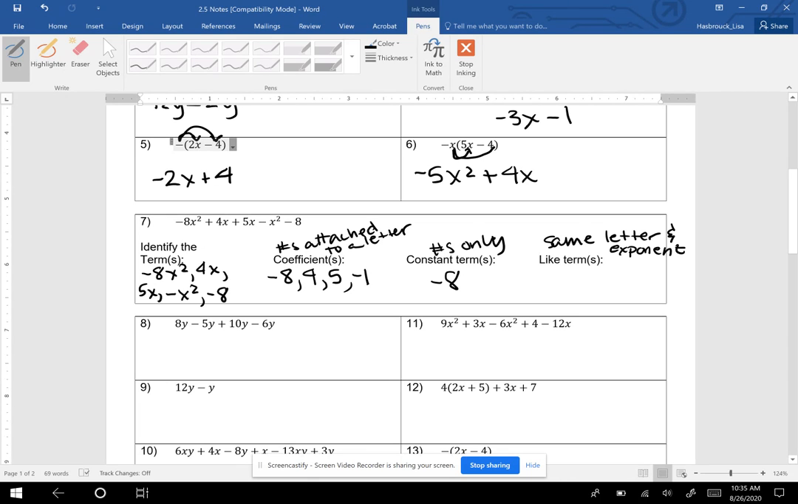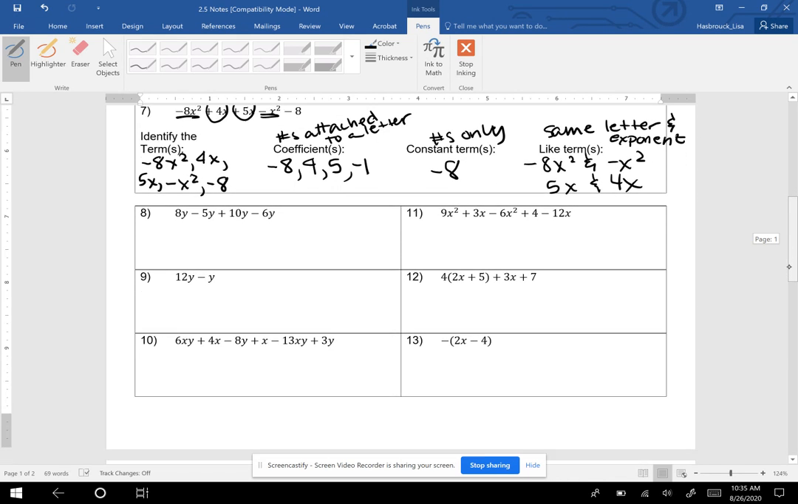For like terms, we want to look at the exponents and the variables. So notice here we have a negative 8x squared and a negative x squared. Those are like terms because they both have x squared. So negative 8x squared and negative x squared are like terms. 4x and 5x are also like terms. They both have an x. And that's it for that problem.